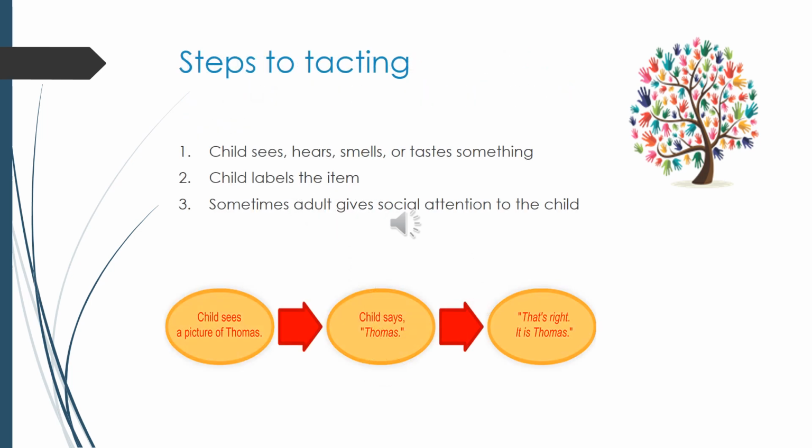The steps to tacting is that the child must see, hear, smell, or taste something. The child then labels the item, and sometimes the adult will give the child social attention. For example, a child sees a picture of Thomas the Train and says, "Thomas." The other person in the room may say, "That's right, it is Thomas."